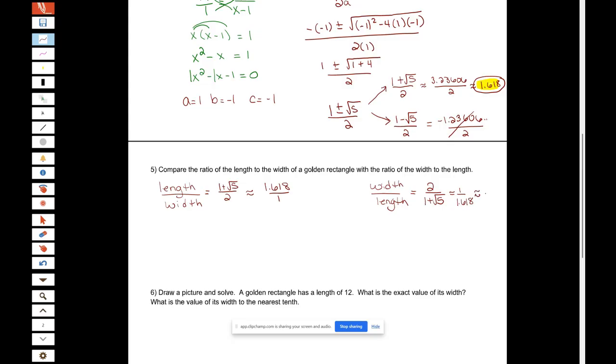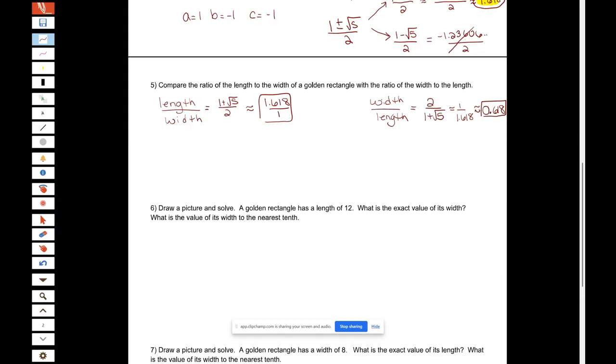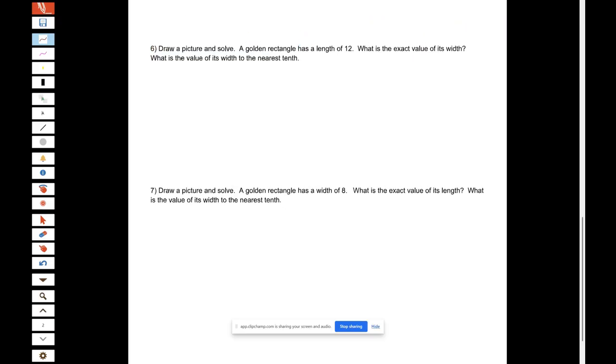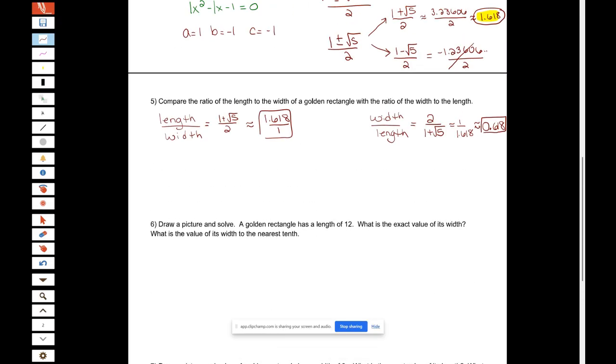That's approximately 0.618, which I think is interesting that it has the same decimal places. It's just with a 0 in front instead of a 1. So the reciprocal of it has the same decimal values after the decimal.